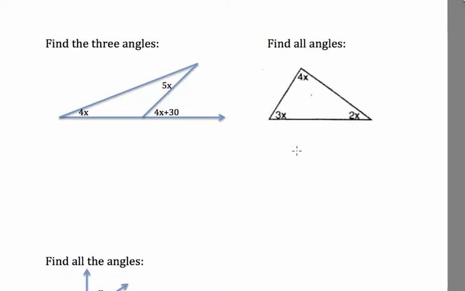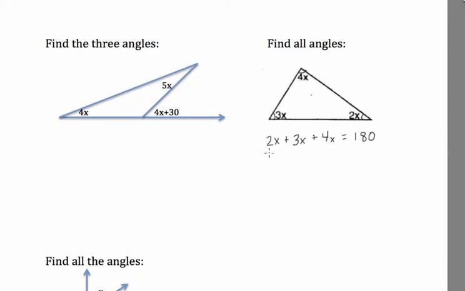Let's start over here with this triangle problem. I know that all three angles in a triangle add up to 180 degrees. So make an equation out of it. 2x plus 3x plus 4x equals 180. Now we just solve that equation for x.